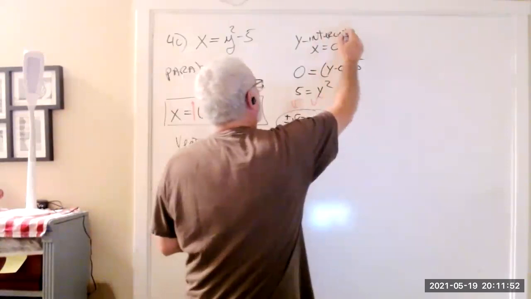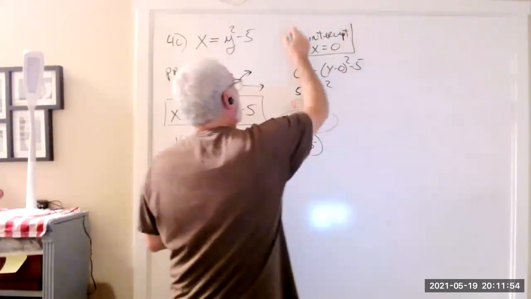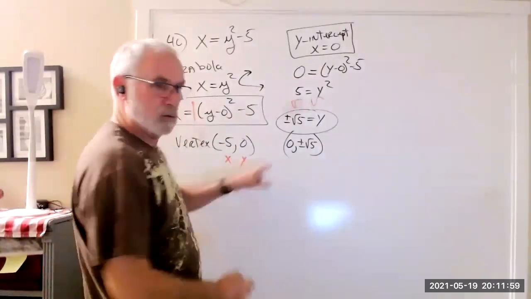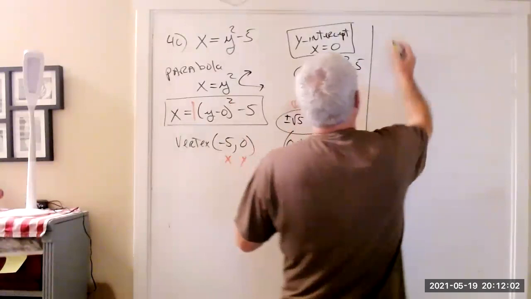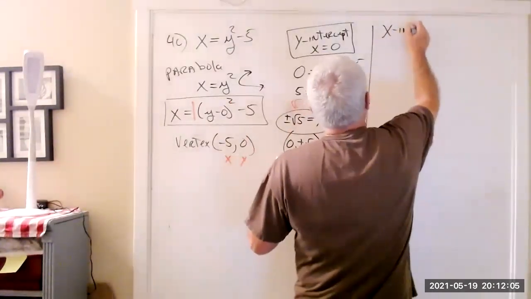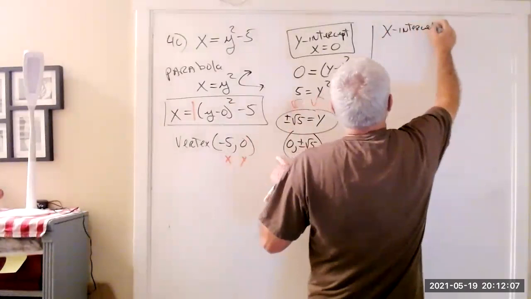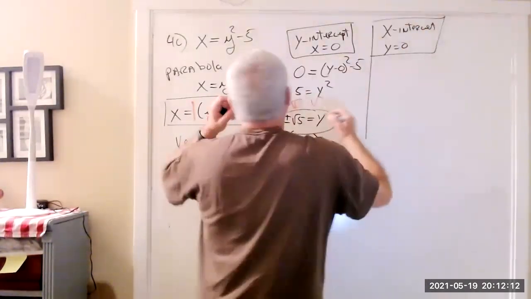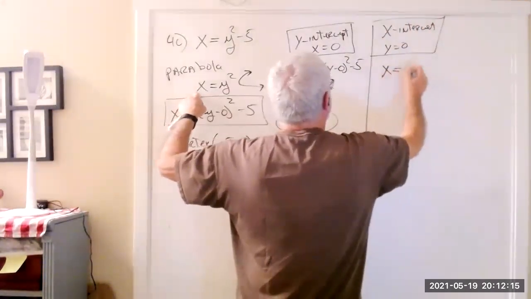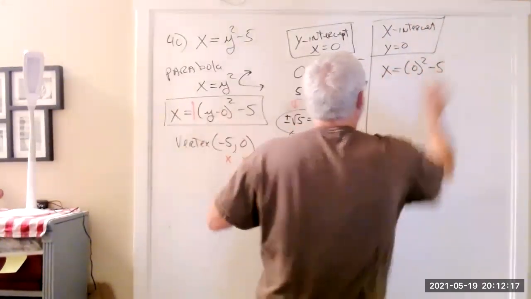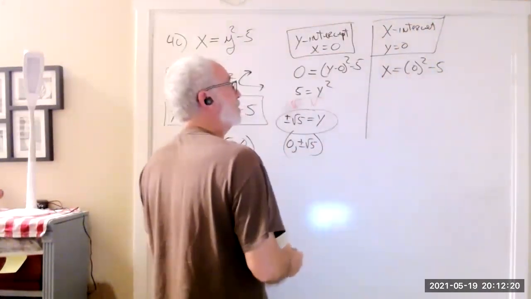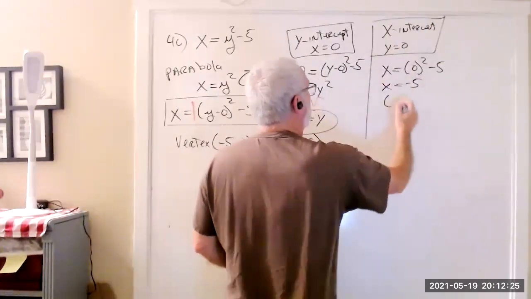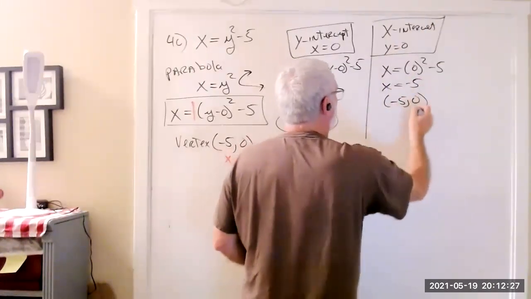That's the y-intercept, which means x equals 0. Okay. X-intercept means y is worth 0. So I write x equals 0 squared minus 5, which means x equals -5. So my ordered pair is -5, 0.